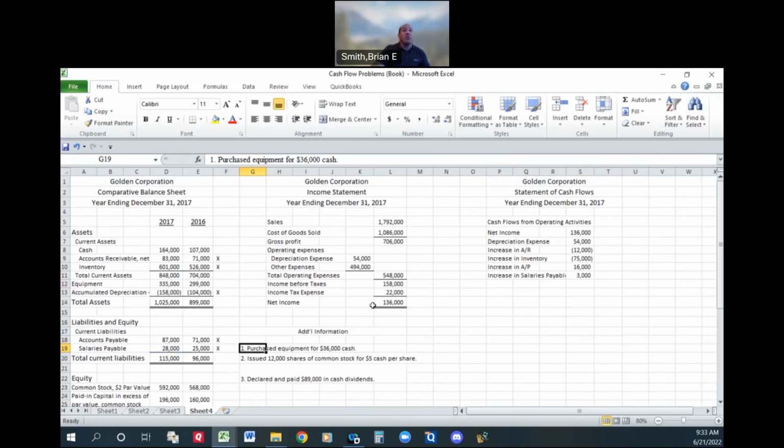Whoops, let's not do that. Total cash flows from operating activities. We could put net cash flows from operating activities. In fact, that's probably more appropriate. Let's put net.